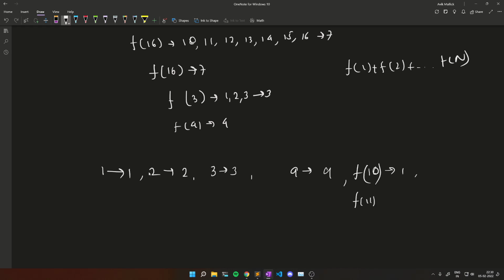f(11) will be 2 because there are two numbers, 10 and 11. Like f(101), it will be 2 because there are 3-digit numbers 100 and 101. Now we have to calculate the sum.